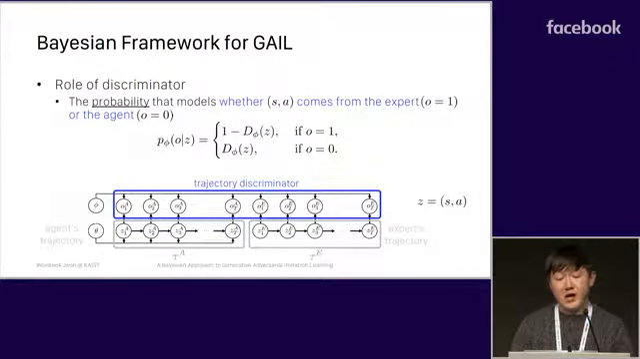The remaining question is how to add the discriminator to the graphical model. In the Bayesian approach, we usually consider the role of the discriminator as the probability that models whether state action pairs come from the expert or the agent. Regarding this probability, we can also consider the random variable O, which becomes 1 if the state action pair comes from the expert and 0 otherwise. So by adding the random variables O and the discriminator parameter phi on top of the trajectories, we can fully describe the probabilistic nature of GAIL as shown in the figure.